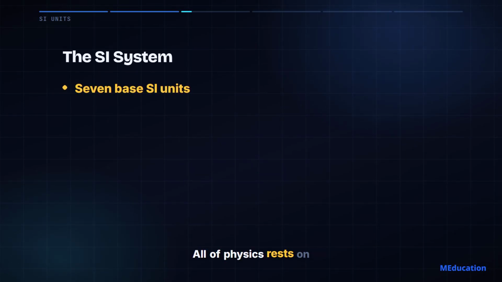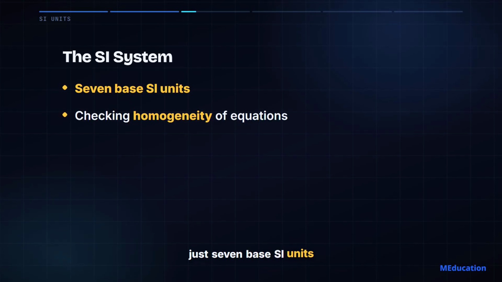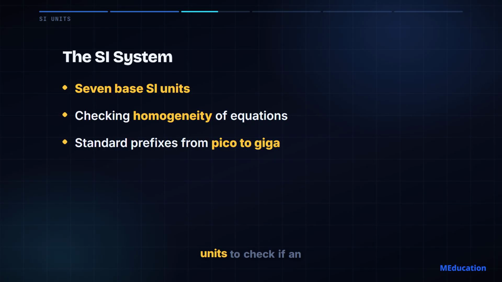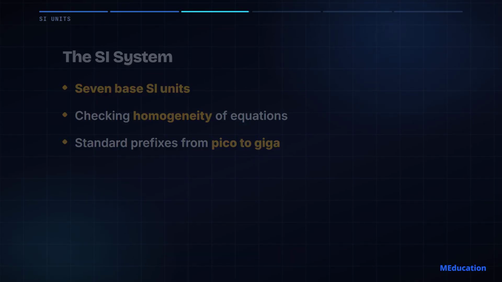Next, we look at the International System of Units. All of physics rests on just 7 base SI units. You will learn to name them from memory and see how every other unit, the joule, the volt, the pascal, is built from them. You will use these base units to check if an equation is dimensionally consistent, catching errors before the examiner does. We will also lock down the standard prefixes from pico to giga, because fluent conversions are the cheapest marks on the syllabus.